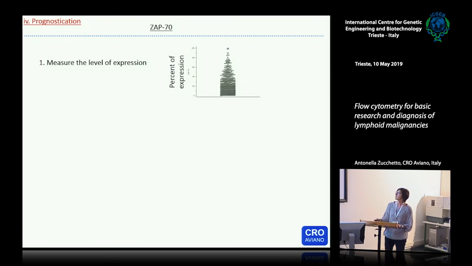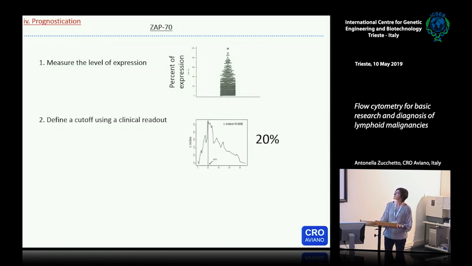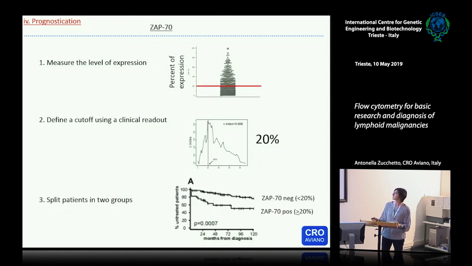So first you measure the level of expression of ZAP70 in a large cohort. Then you define a cutoff using clinical readout. I won't explain this graph, but you use, for example, overall survival as clinical readout, and you look if there is a best cutoff able to discriminate two groups that behave differently. And then you use this cutoff, 20%, to divide your sample into groups. In this case, you see that ZAP70 negative patients have a better clinical behavior compared to ZAP70 positive.